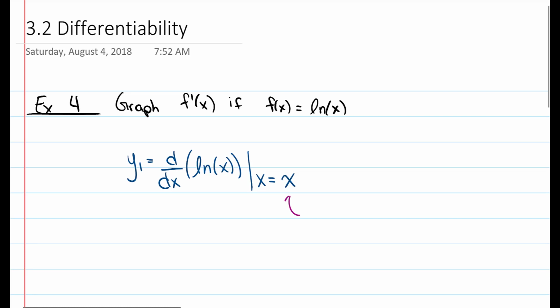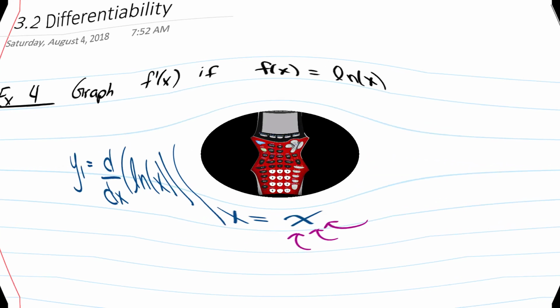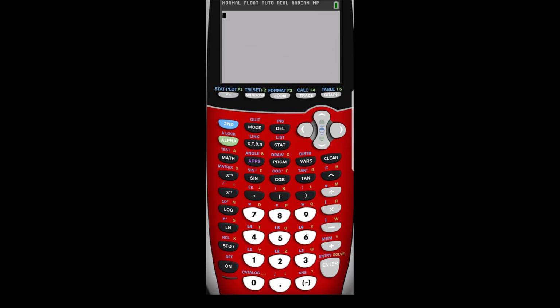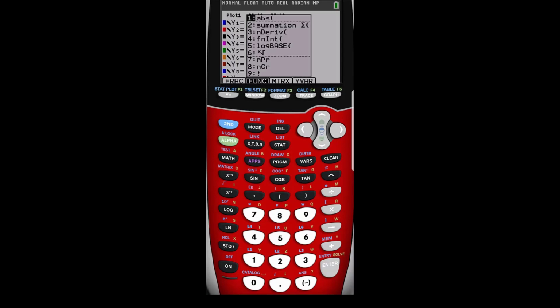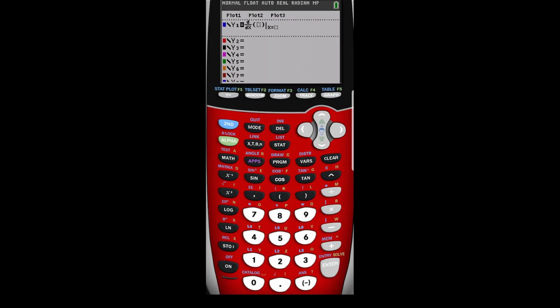So this is the key part right here, because instead of just looking at a number, we're going to look at all values of x. So on your calculator, you go to y equals, and then for y1, you're going to type in the nth derivative, and then ln of x, and then x for all x.